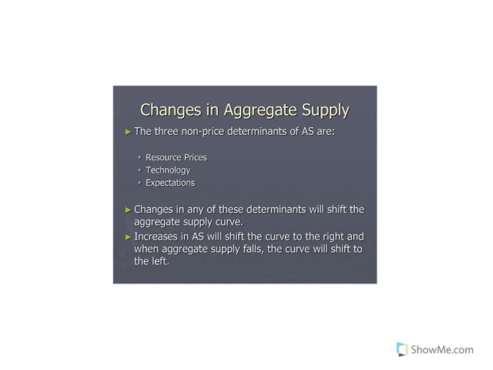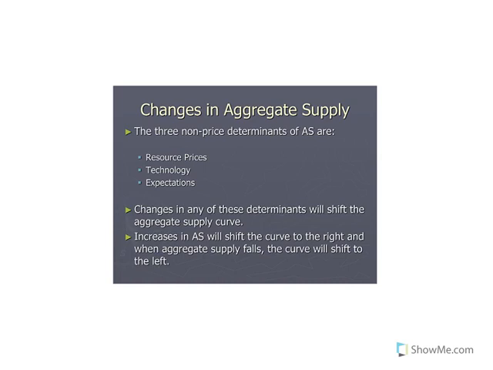Now, switching gears back to looking at the short run aggregate supply curve, we want to understand what are the factors that would cause aggregate supply to change. In other words, what are the non-price determinants of aggregate supply that actually cause our aggregate supply curve to shift?